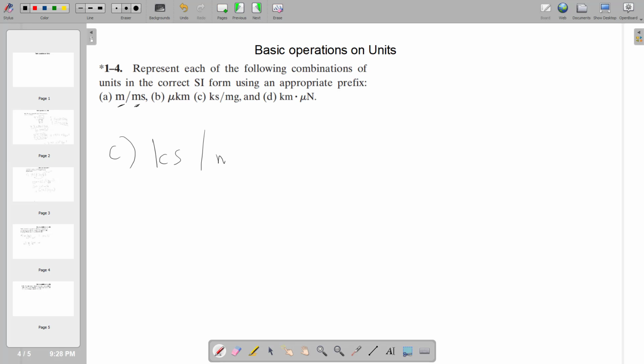Kilosecond per milligram. Okay, so the inappropriate thing here is that we have milligram. The SI unit is kilogram. So we need to find a way to turn this milligram into kilogram. Now, there are a number of ways you can do it, and this is how we're going to approach it. So we have kilosecond in the numerator, dividing milligram. Let me just expand. So we have our kilosecond.